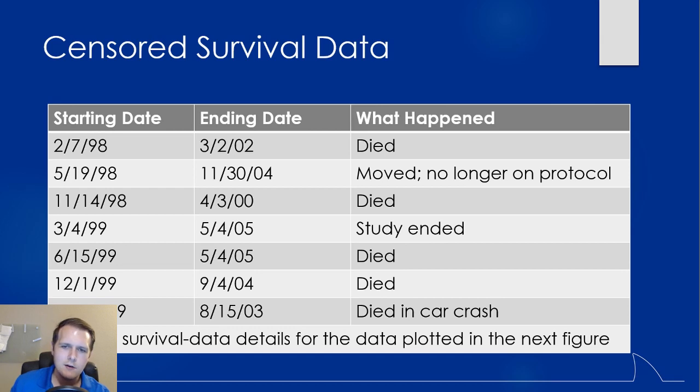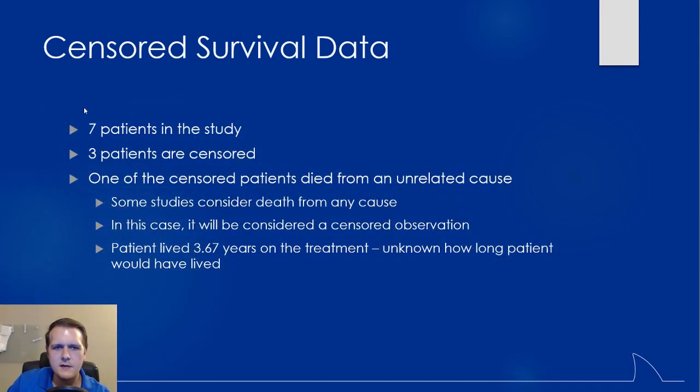Now let's look at how we're actually going to be accounting for all these points and how we can actually graph that data out. As I mentioned, 7 patients were in the study, got included. 3 ended up being censored. And as I mentioned, one of the patients died from an unrelated cause. Now, in some studies, you'll look at death from any cause and include that. In this case here, it was considered a censored observation, but it's important that the researchers at least made note of it, right? At least you mentioned it in the manuscript.